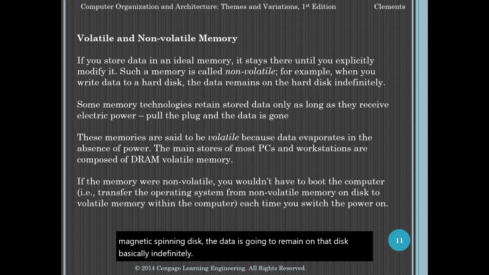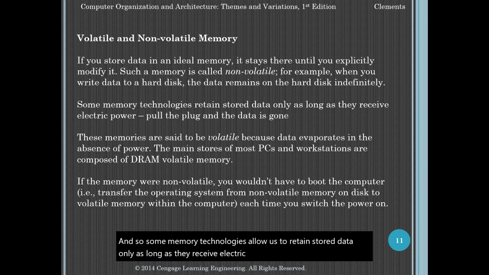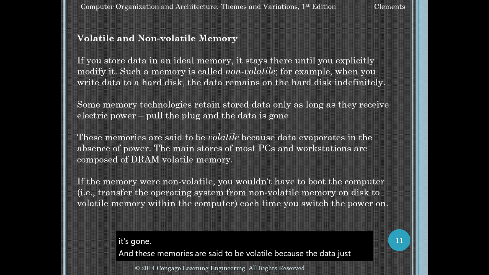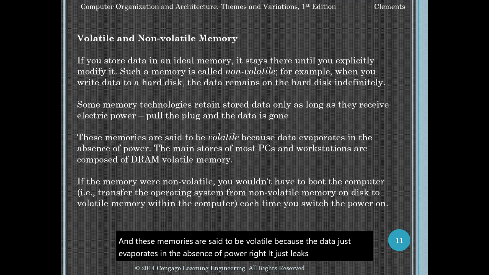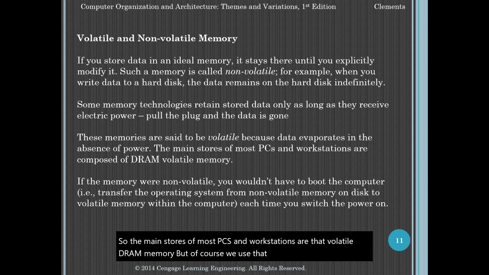Some memory technologies allow us to retain stored data only as long as they receive electric power. So you pull the plug and it's gone. These memories are said to be volatile because the data just evaporates in the absence of power, right? It just leaks out because we're literally talking about electrical charges on a surface, and yeah, they just dissipate. So the main stores of most PCs and workstations are that volatile DRAM memory, but of course we use non-volatile hard disk storage to put our programs and our operating systems and things like that.